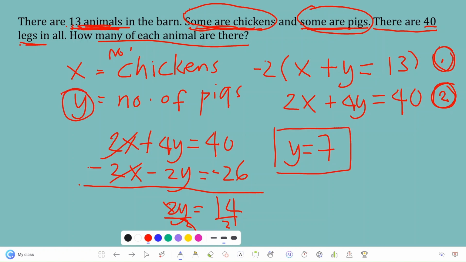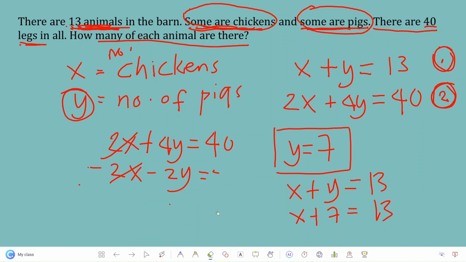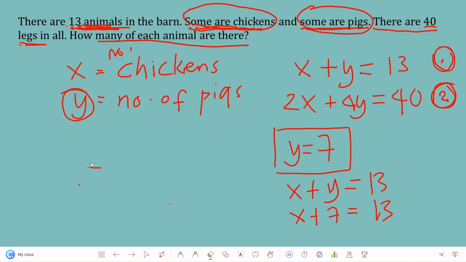The next thing for you to do is to substitute the value of y in any of the equations. So, dito, gamitin natin ang equation 1 para mas madali tayong makapag-multiply. Okay? Dahil wala siyang numerical coefficient, ibig sabihin 1 lang siya. So, x plus ang y na 7 is equal to 13. So, x plus 7 is equal to 13. Ngayon, madali mo na masosolve ito kasi i-transpose mo lang ang 7 to the other side of the equation.